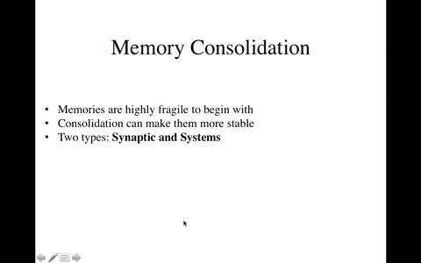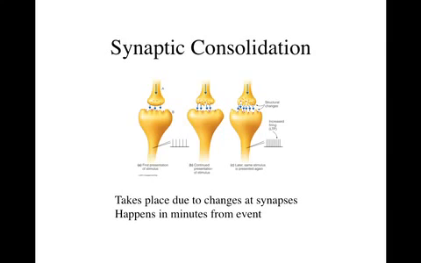We talked about two ways that consolidation takes place: synaptic and systems consolidation. Synaptic consolidation, this figure should look familiar. Hopefully it's in your long-term memory. This is just long-term potentiation. These changes at the synapse are a form of consolidation, and the point is that this takes place within minutes of an event. These things happen very quickly, and so long-term memory is formed in just a few minutes in terms of structural changes at the synapse.